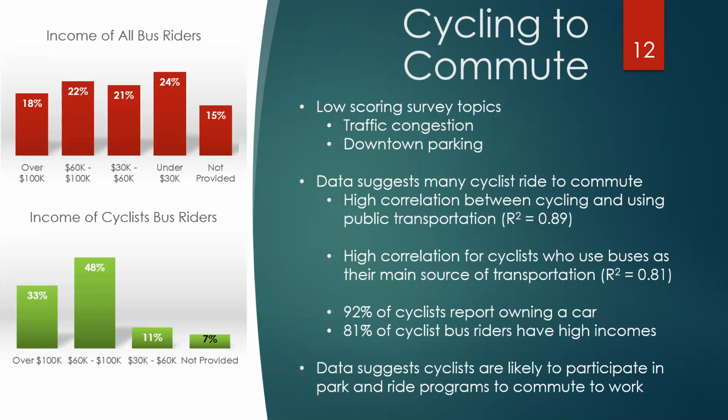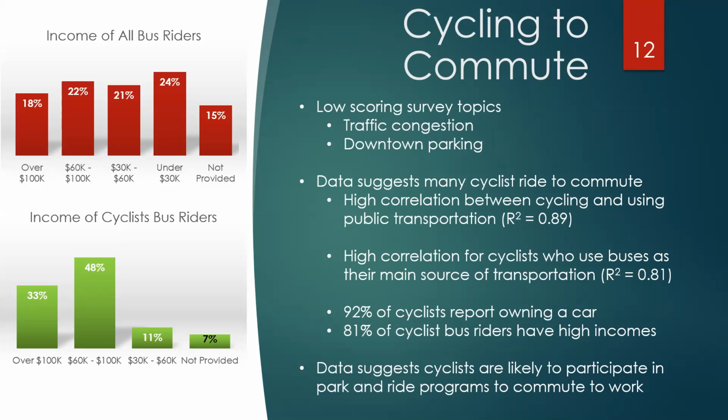Now, looking at our correlations, there's a high correlation between people who cycle and people who use public transportation. It was 89%, as well as people who cycle and use buses as their main source of transportation. Again, R-squared value of 81%. So one might think that, yes, maybe people cycle because they don't have an option. Maybe they choose buses because they don't have cars. Well, that's not the truth.